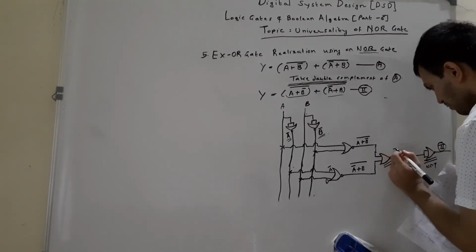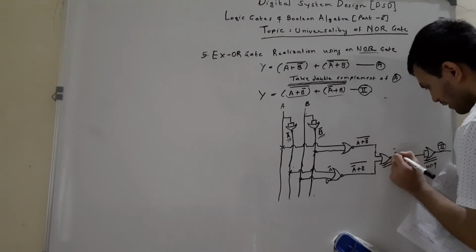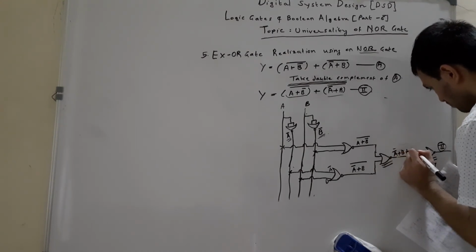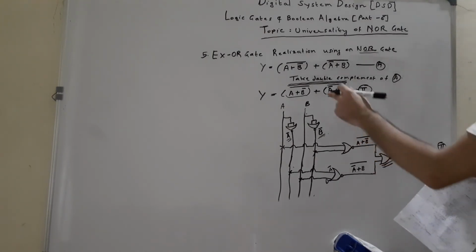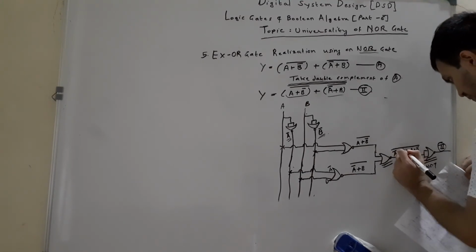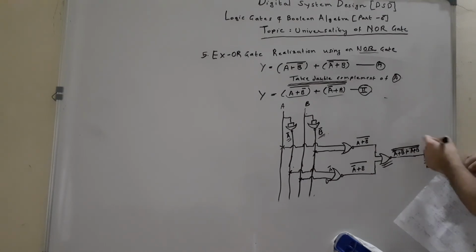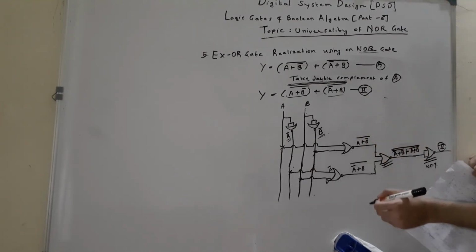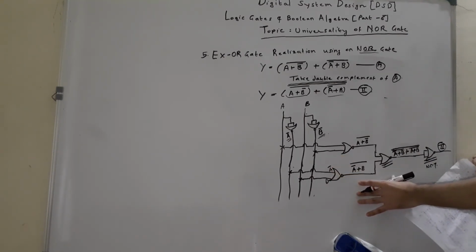So at the output of this particular NOR gate, we get A complement plus B plus A plus B complement, whole complement. But we want the double complement. So in order to get the double complement, we again apply a NOT gate in series to realize this particular expression. So this is the circuit realization of XOR gate using NOR gate.